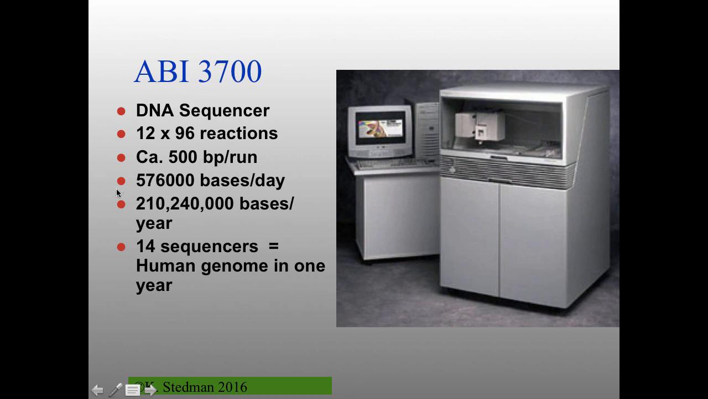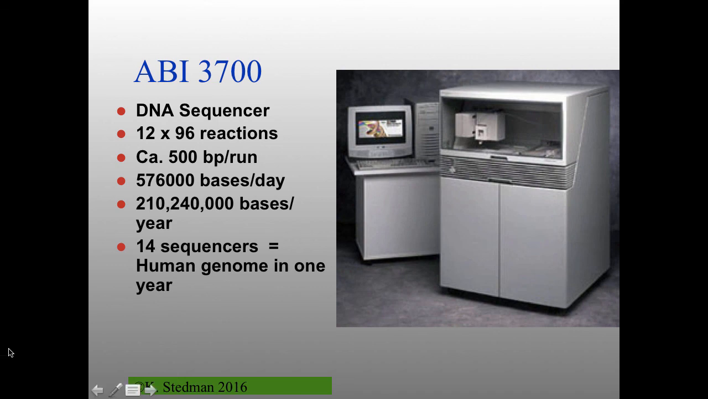And that's pretty amazing. You have about 210, again, these actual numbers here are not critical, but 14 sequencers could do the human genome in 1 year. And they had literally factories, warehouses, full of these things, doing all of these sequences. However, you'll notice it's only about 500 base pairs per run.